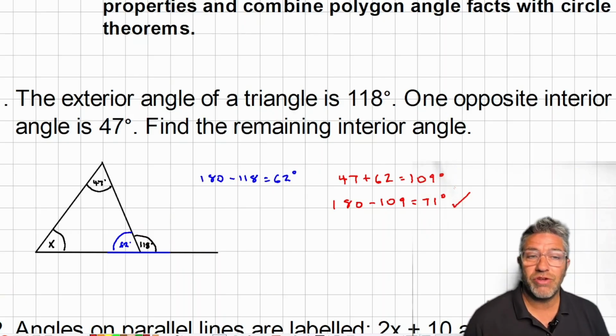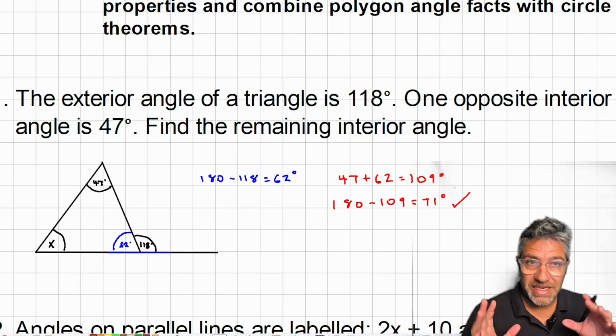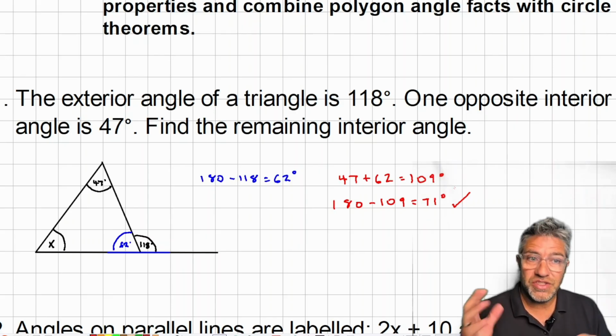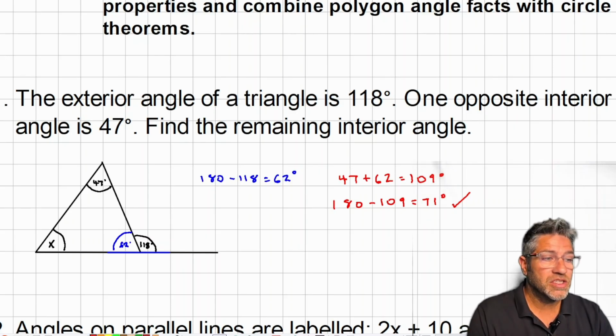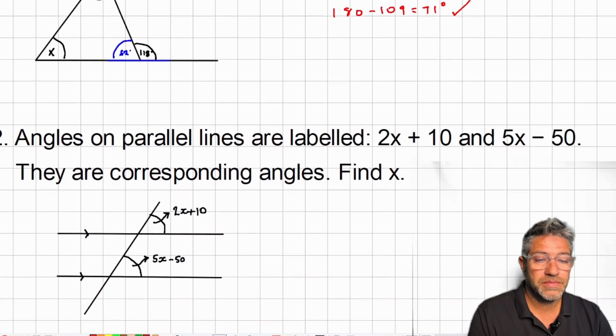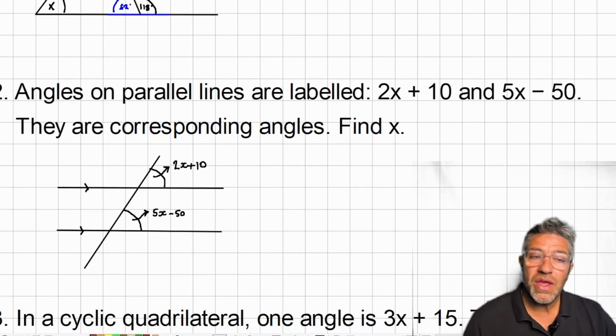Now, as always, these questions do start at a relatively low level, and then they will build up in their difficulty gradually. But remember, this is a basic introduction to that geometric reasoning. So if I scroll down, question 2. Angles on parallel lines are labelled 2x plus 10 and 5x minus 50.